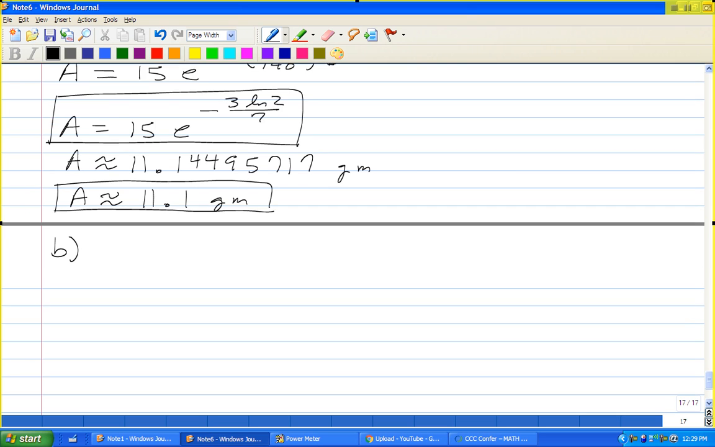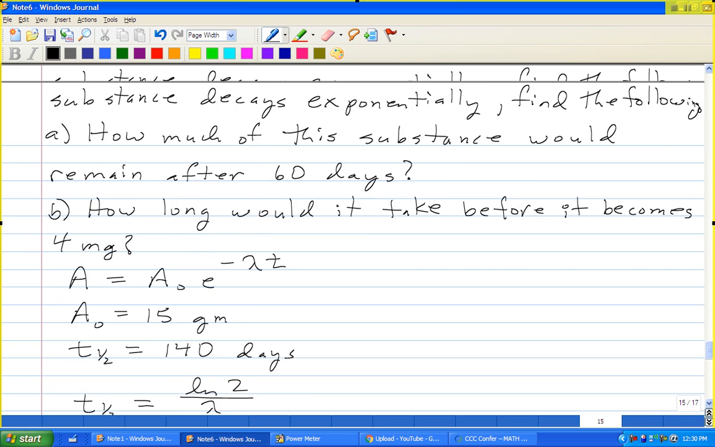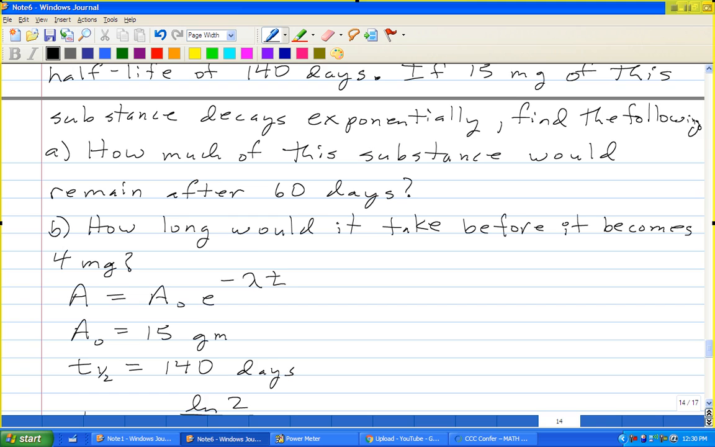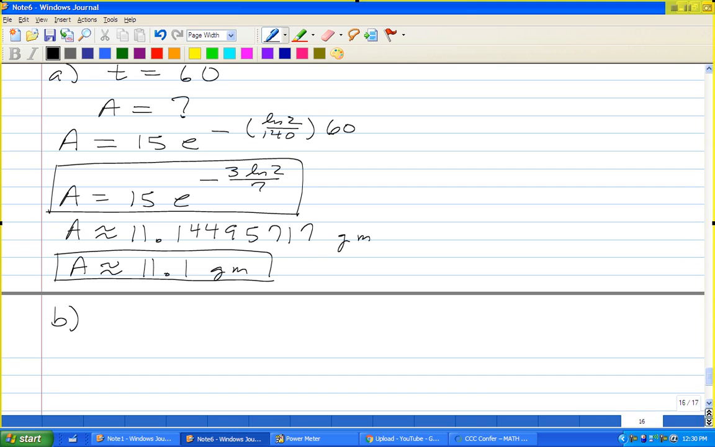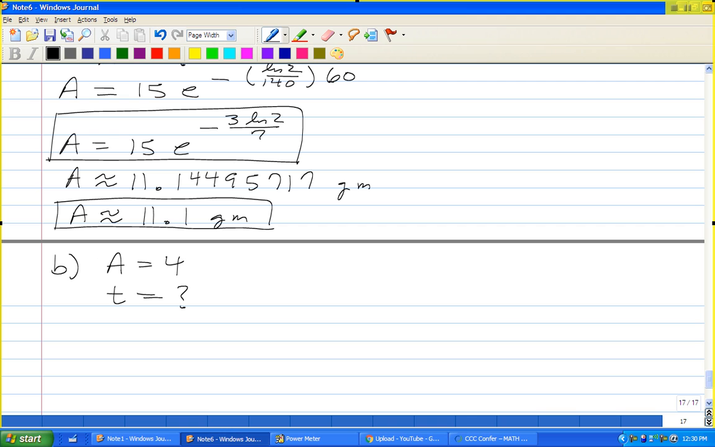B. How long will it take before it becomes 4 grams? Okay, so A is 4, and I want to figure out how long. Okay, so we start out. So we want to have 4 grams after some amount of time. We start out with 15 grams. We decay exponentially at the decay rate of ln 2 over 140. And I want to figure out how long.